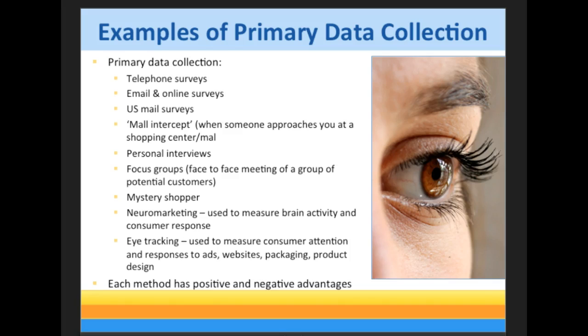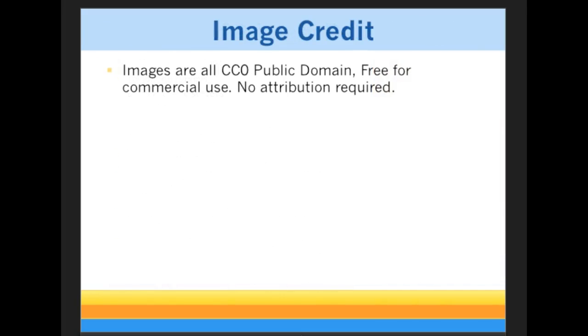Neuromarketing is something that is used, they wire up your brain to measure brain activity and response to certain stimuli like an ad or a postcard or a poster. And then eye tracking, literally tracking where your eyes go as you look at a poster or you look at an ad or you in particular look at a website. Each of these methods has positive and negative advantages. And that concludes the quick video on marketing research.